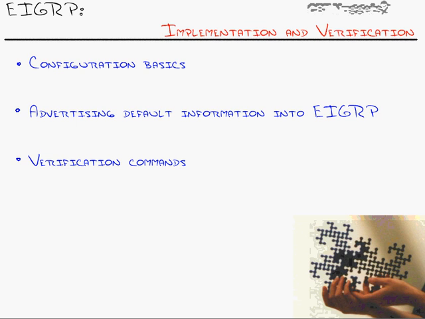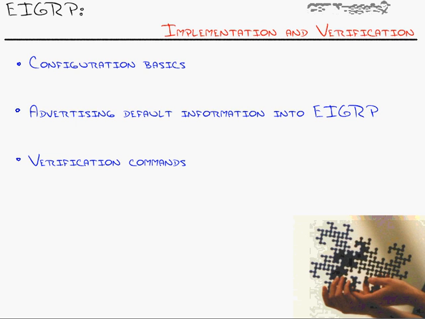We're going to walk through the implementation and verification of EIGRP. And we're going to do nothing but sit in the live interface. I've got a live scenario where we're going to walk through setting up a corporate network environment for EIGRP. We'll walk through the configuration basics, adding some default information, and then hit the verification commands.